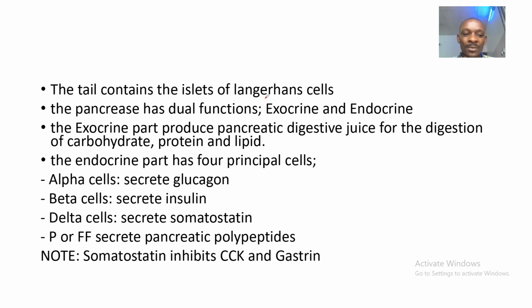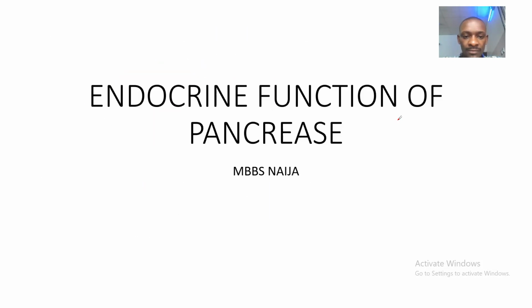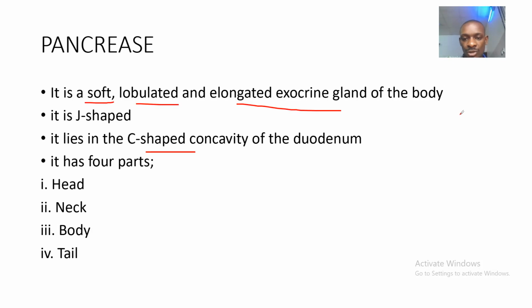So we'll be talking about the various cells of the pancreas and what they secrete. We said that the tail contains the islets of Langerhans. The pancreas has dual functions, the exocrine and the endocrine. Here it is an elongated endocrine and exocrine gland.